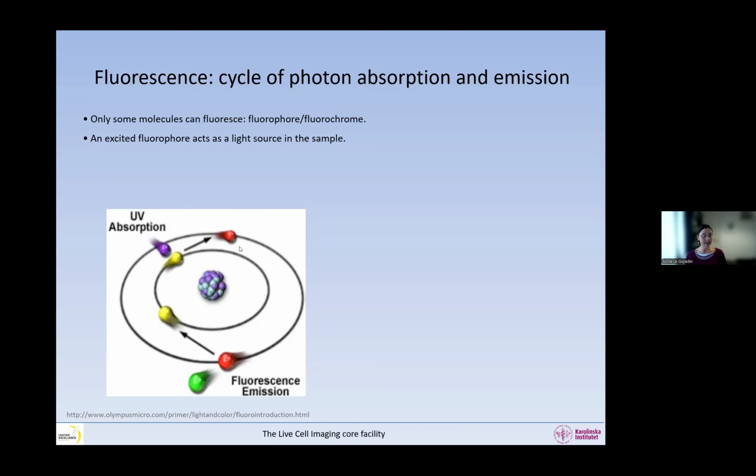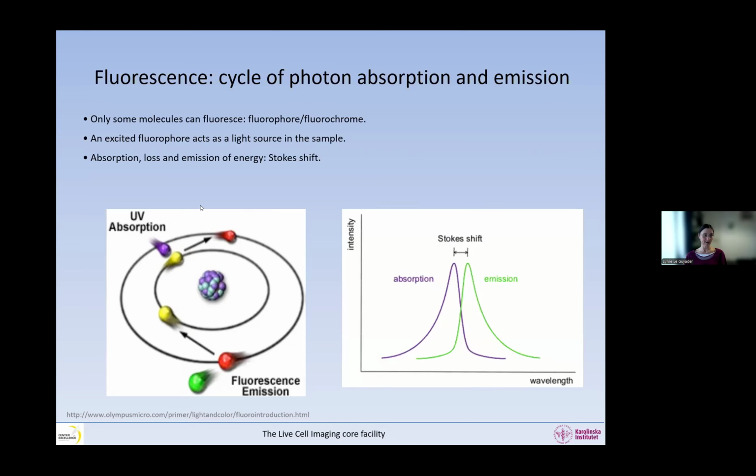Despite this, it doesn't lose all its energy, but there's a loss of heat in vibrations, and the leftover energy makes the molecule unstable anyway. And so the molecule is going to spit out the extra energy in the form of light. So it gets rid of the energy in the form of a photon. And because we have these vibrations between the excitation and the emission, the emitted light has a lower energy than the excitation light most of the time.